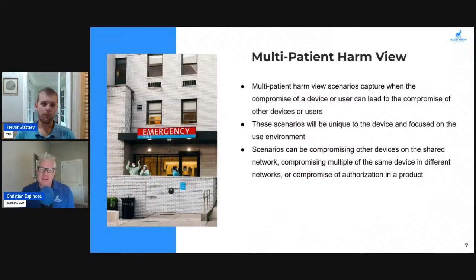Now, the multi-patient harm view, I think, is a critical one to discuss, because the whole idea is, if I am able to compromise one system, can I affect multiple patients? Or one vulnerability, I should say. It's sort of like with Shellshock or Log4j.